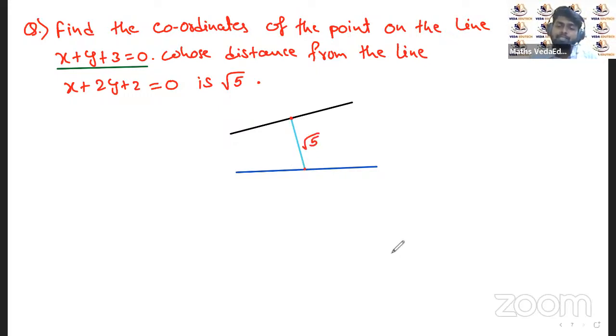One of the equations, the first equation of the line, is x plus y plus 3, and another one is x plus 2y plus 2 equal to 0, which you can assume for the second line. Take 2 minutes and try to solve the question and find the coordinates of the point on this line, x plus y plus 3.